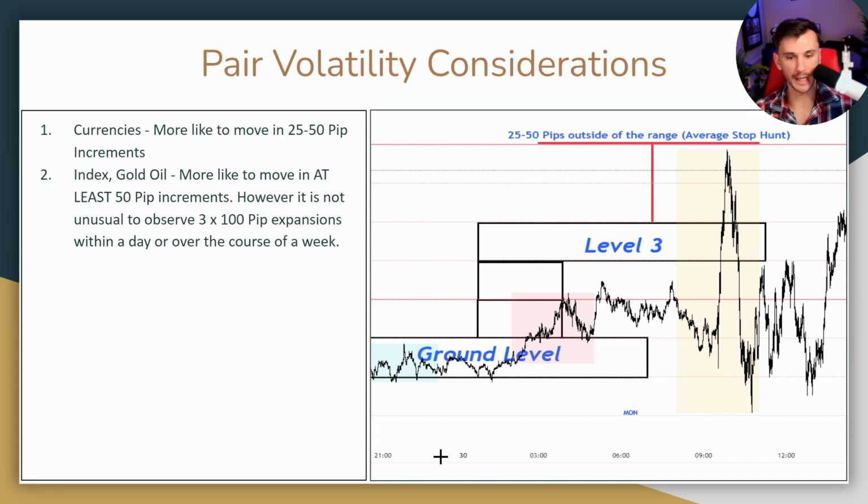Just get really good at identifying the ground level and then measuring up equidistance from that ground level into level 3. And that brings me to this example over here where you can see the 25 to 50 pips outside of level 3. And then that was a stop hunt or an inducement maneuver to get people to go long. The M, and then it breaks down, breaks structure, pulls back, and then boom, you get your trade back down to the ground level.